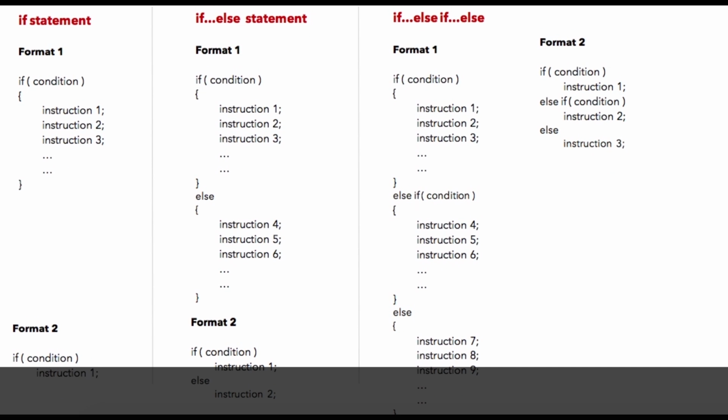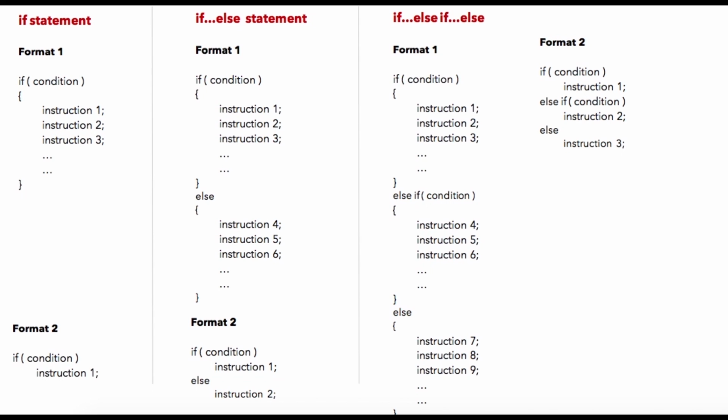Now let us check the syntax. So this is general if statement. Format 1 as an example is if, inside of parenthesis I am writing condition. If the condition is true, all these instructions will be executed. This whole part is my if block. If my condition is false, this whole block will be skipped. It will not get executed at all.